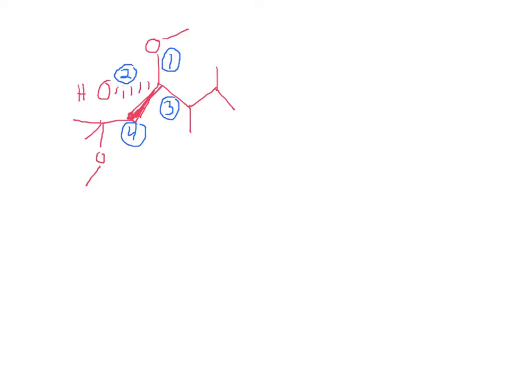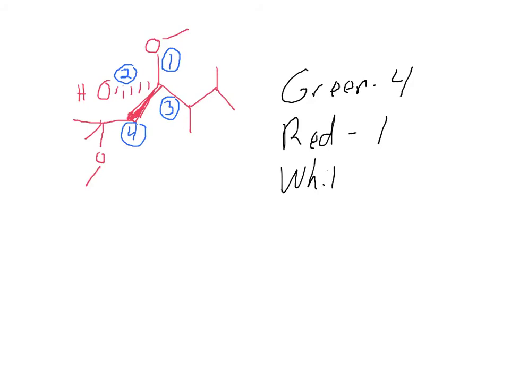Now at this point, I think the easiest thing to do is take out your model kits and map your molecule onto this, so that you do your red, white, and blue. We go to our green, which is 4. Then we go red, 1, white, and blue, 3. So we have to map it onto that, and then see what we get. All right, so this stereocenter ends up being R.